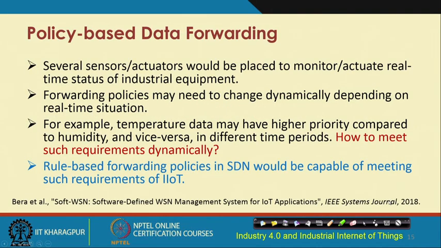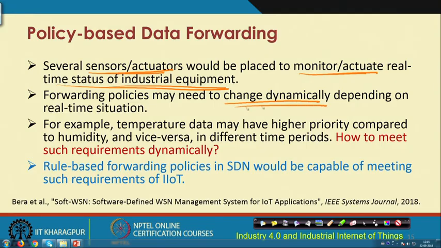Policy based data forwarding is the second one. Here, in the context of IIoT, we are talking about the use of sensors and actuators again, which will have to be placed to monitor or actuate the real time status of certain industrial requirements. These forwarding policies will need to be implemented, and in many cases they will change dynamically depending on the requirements and the real time situation. So, these will have to change.